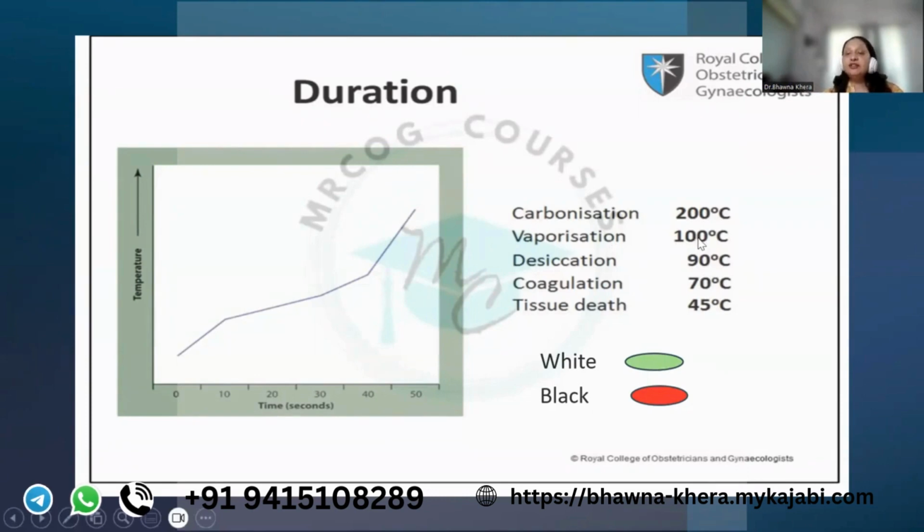Now vaporization is 100 degrees centigrade. In this case, the water inside the cell boils, right? You see the bubbles. It forms the steam. So there is vaporization at 100 degrees centigrade. And after that, if more heat is produced at that site, there is carbonization or charring. So that is 200 degrees centigrade. So charring is not a good thing.